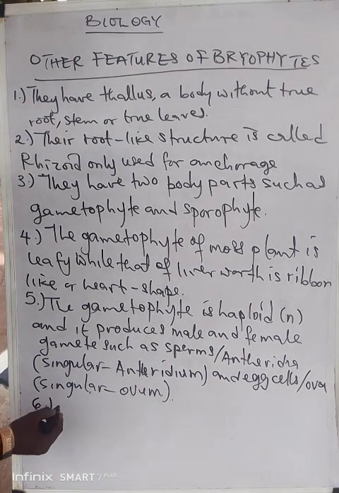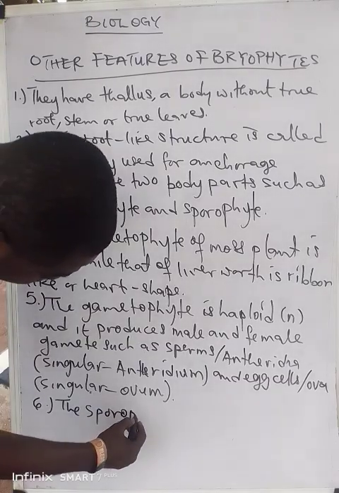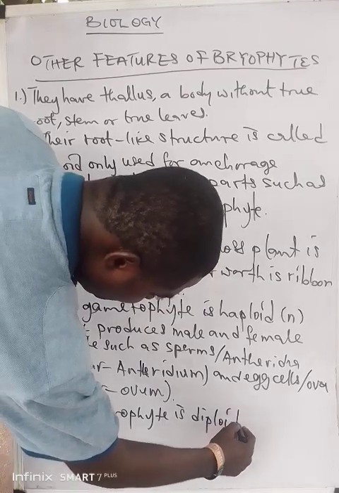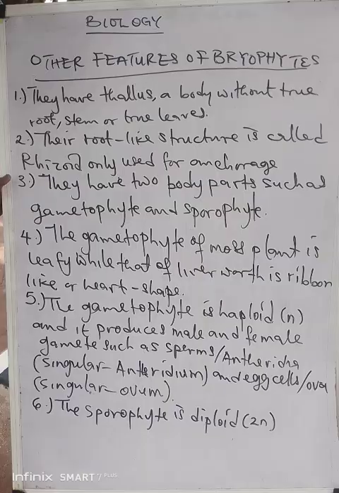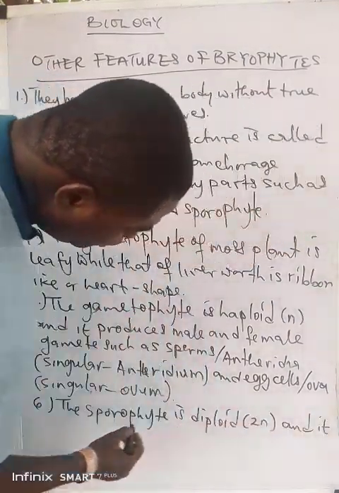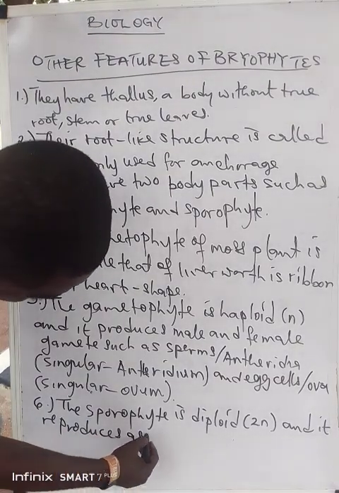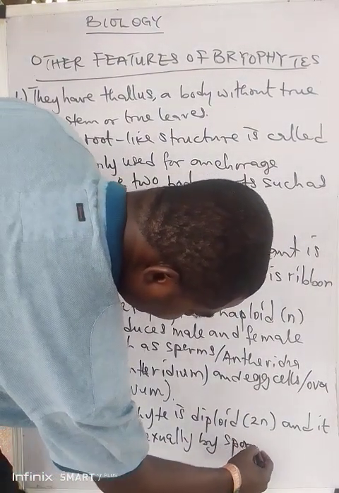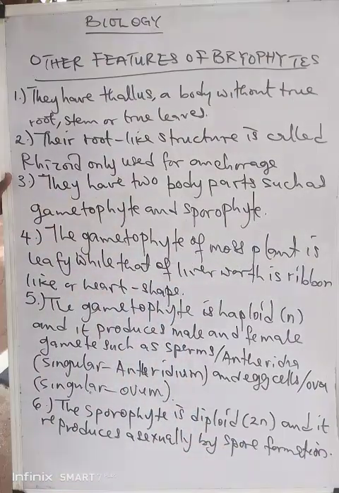Then another thing is that the sporophyte is diploid. Diploid can be represented by 2N. That is, they have the complete number of chromosomes. Diploid. And it reproduces asexually by spore formation. It reproduces asexually by producing spores.